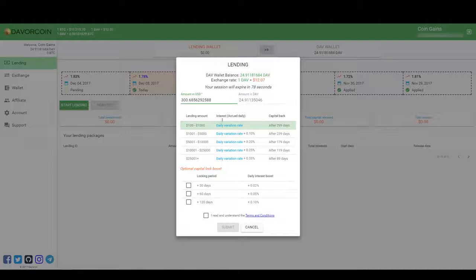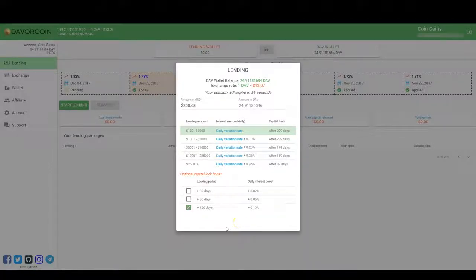Alright, but the thing that DAVOR does that other coins do not do, which is a brilliant move, is they have the optional lock-in bonus boost. So you can lock in for 30 days for 0.02, plus 60 for 0.5, and 120 for 0.1. So I'm going to lock that in. So my funds are going to be locked up for 419 days, I believe. And I'm going to get +1 bonus.